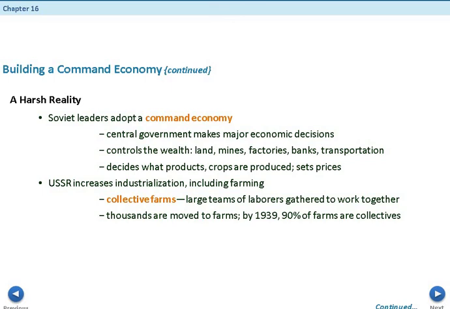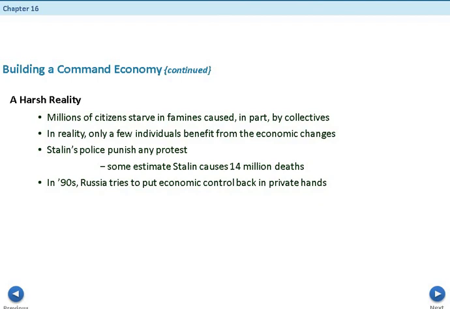Now, the Soviet Union increases industrialization and farming during the later 1900s, and they see something that's known as collective farms. These are large teams of laborers that gather together and work. Thousands are going to move to these farms, and by 1939 you're going to see that 90% of the farms are collective farms. This is important because the people don't necessarily run them. It's more of a group, and the government is supposed to be the big brother to this. Now, what actually happens in a command economy is that millions of people are going to starve in famines because of these collective farms. They're not able to make money, and they essentially become third, fourth class citizens, if you will.